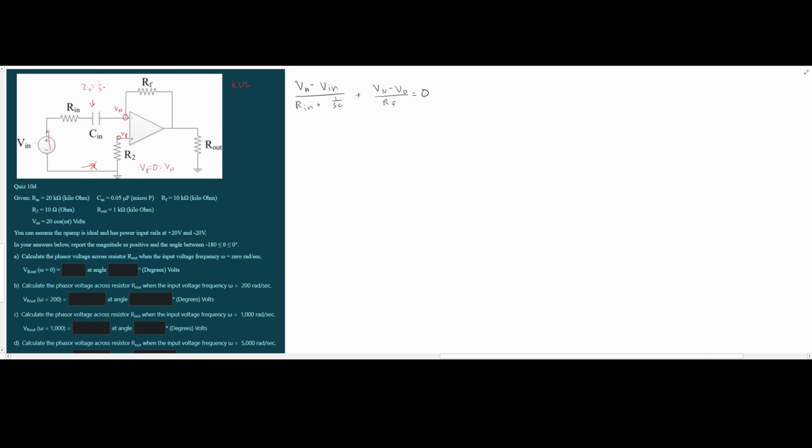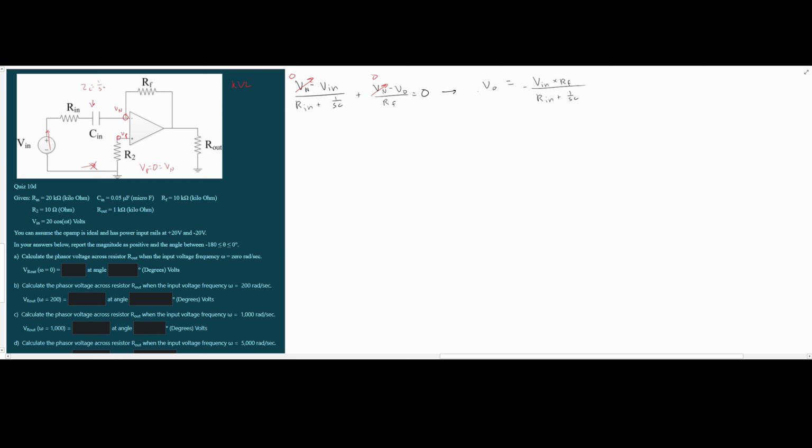Now we know that Vn is equal to Vp, and Vp is equal to 0, so we can say that these are all 0. Now we're going to move V out over to the other side. We can also multiply both sides by RF, and then V out is going to be equal to negative V input times RF, divided by Rin plus 1 over S times C.